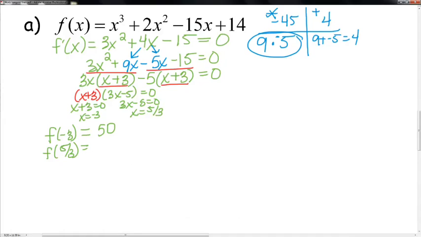And again, if I use my calculator, 5 divided by 3, plug that in, I'm going to get, math enter, it tells me it's 22 over 27. And so these are your two tangent lines. Y is equal to 50, and y is equal to negative 22 over 27.